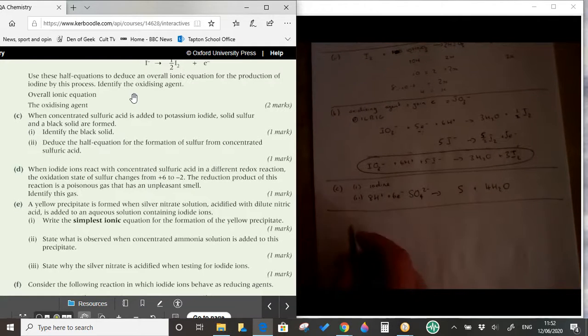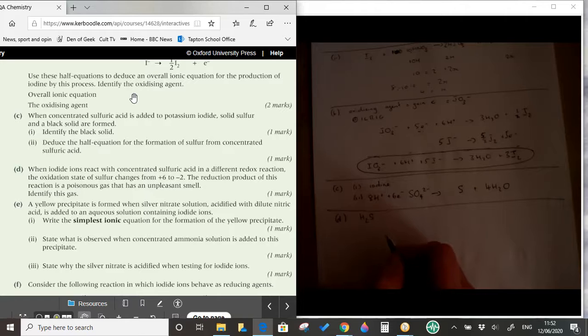Right, part D. Okay, this is just an identification. Again, you've just got to learn what the products are for these. So when you've got iodide reacting with sulfuric acid, you end up with hydrogen sulfide. Sometimes in this question, a lot of people put sulfur dioxide as that, but the oxidation state tells you here it's -2. So you could work out that sulfur dioxide is the wrong one.